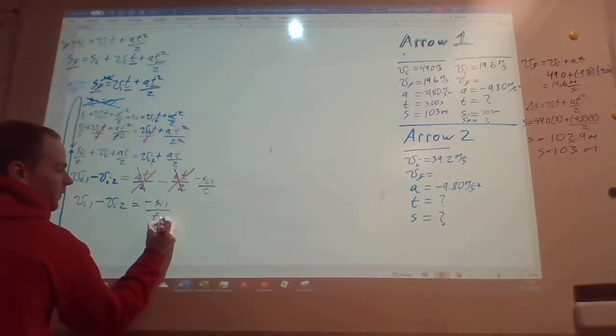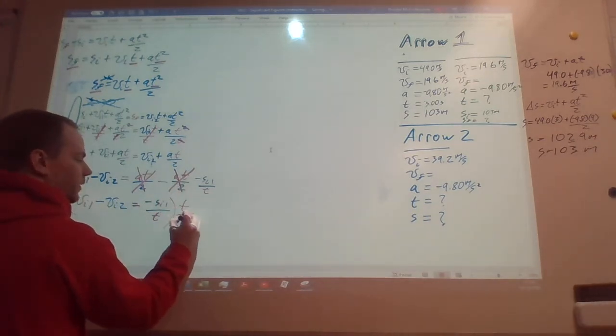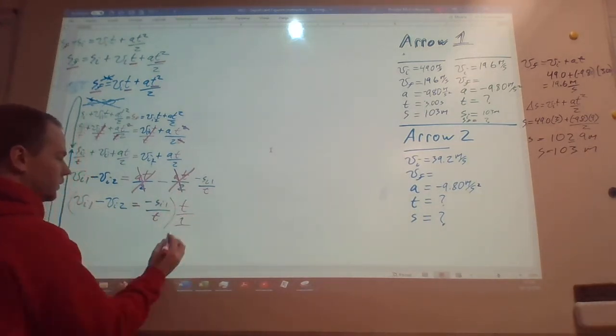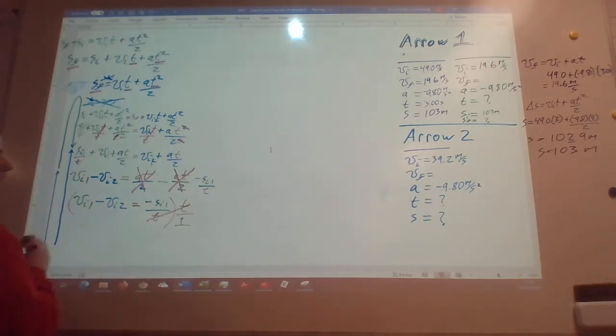Since t is being divided, we need to multiply. So we're going to multiply the entire equation by t over 1, which is going to put t in the numerator. It will cancel here, and it will put a t in front here.